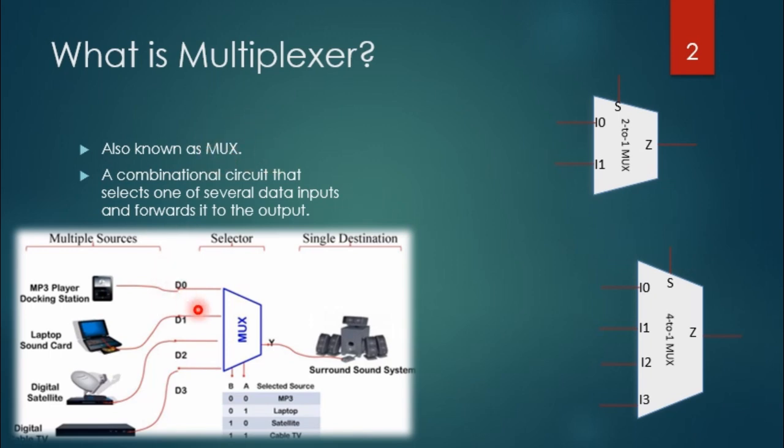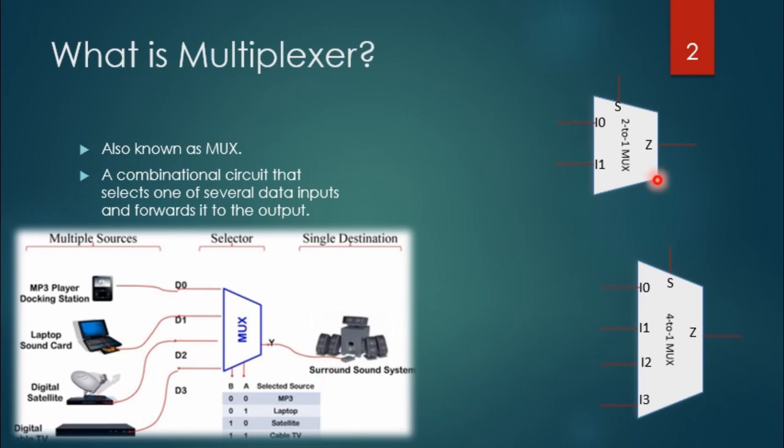So for example, we have a multiplexer in the system where there are 4 selections. The first selection is the audio coming from MP3, the second selection is the audio coming from laptop sound card, and the third as shown, and so on. So multiplexer will allow the user to choose which audio source to be forwarded to the sound system to be played. So this is one example about multiplexer.